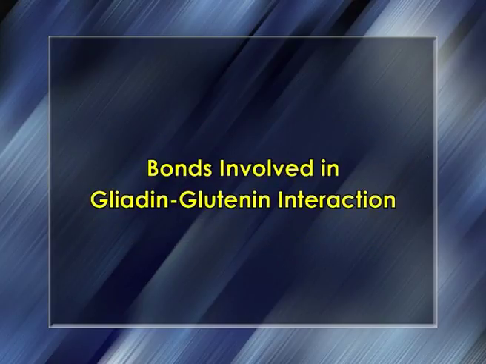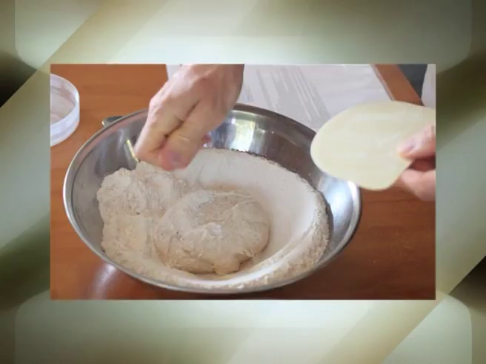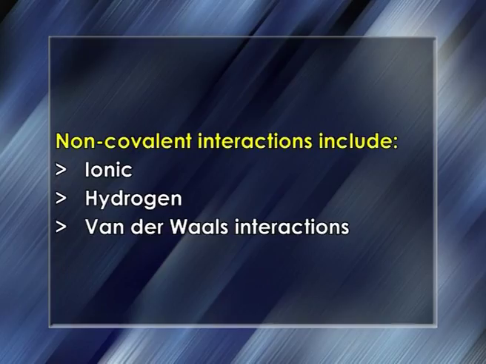Bonds involved in the gliadin-glutenin interaction. During the early stage of dough mixing, glutenin interacts with gliadin to form gluten, the viscoelastic matrix of the dough. Several chemical bonds are involved in the development of the optimum dough structure. Disulfide bonds are the principal covalent bonds within and between gluten polypeptides. Non-covalent interactions include ionic, hydrogen and van der Waals interactions.